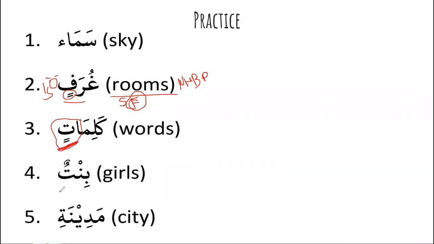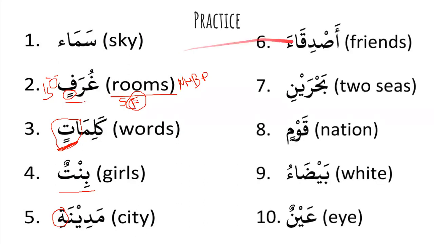Okay. Bintun. Bintun means girls. Feminine. What kind of feminine? Biological. We don't have to. Then Madinati. Feminine. Why? Ta marbuta. Yes.